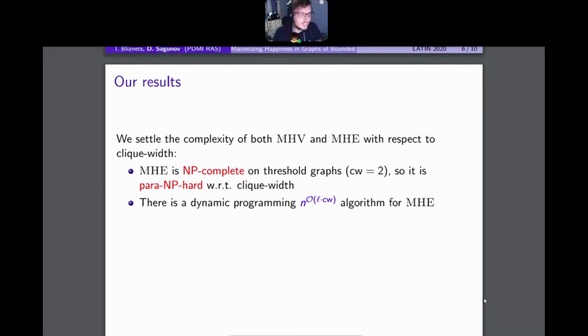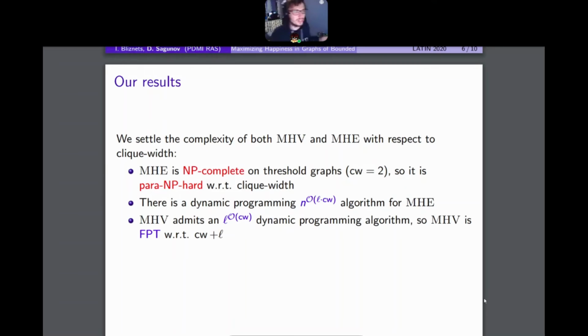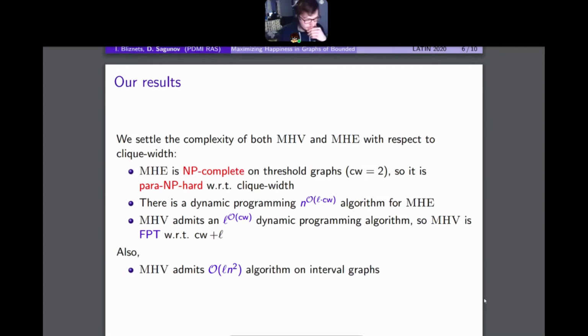But on the other hand, there is a dynamic programming when you add the number of colors as a parameter. So you obtain an XP algorithm, n raised to the number of colors multiplied by clique-width. And then we show that maximum happy vertices, in contrast to maximum happy edges, is FPT when you combine it with clique-width. So MHV is FPT when you parameterize it by clique-width plus L. And as a minor result, not really related to clique-width, we show that maximum happy vertices admits a polynomial algorithm on interval graphs.